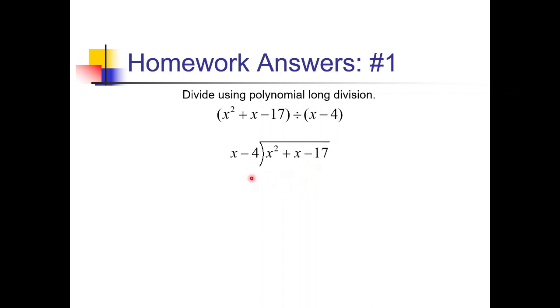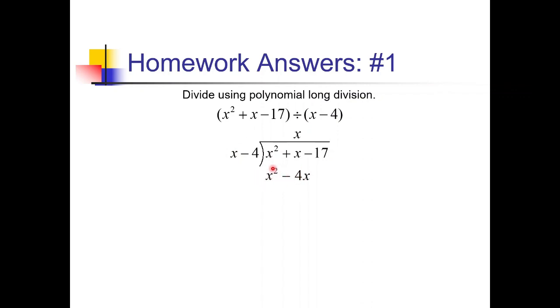All right, so our first step, we're doing x into x squared. X squared divided by x is x, which we're going to put in the x to the first column here. And then we'll multiply that back by our divisor. X times x is x squared. X times negative 4 is negative 4x.